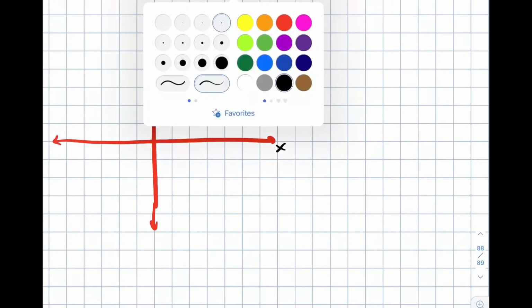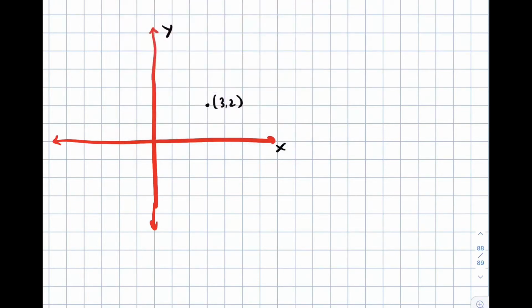Let's say this point is (3, 2). The x coordinate is 3, the y coordinate is 2. Looking at the coordinate plane, you'll see 3 units to the right and 2 units up. So the point is there, and I'm deciding that my radius is 3 units.